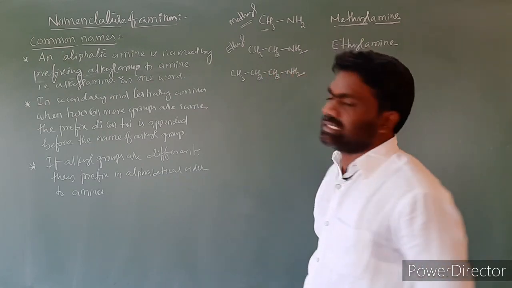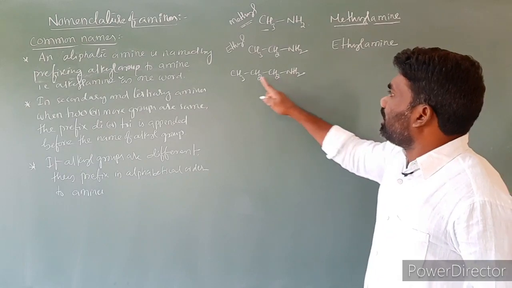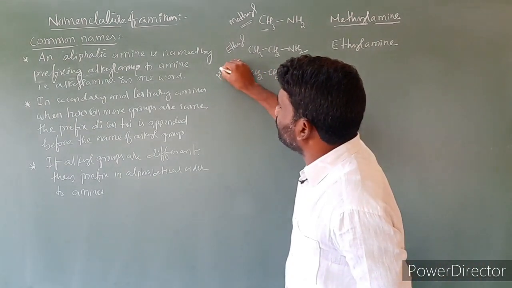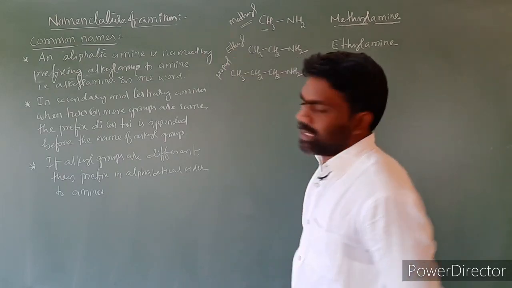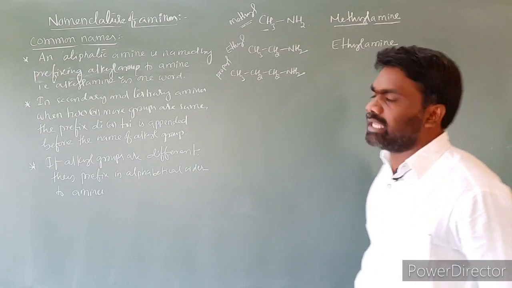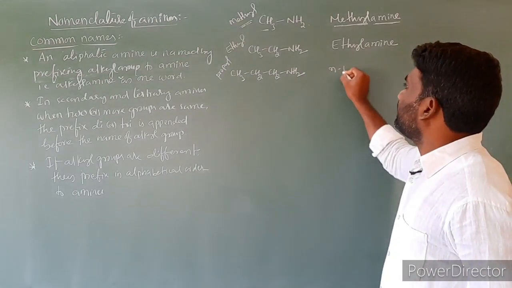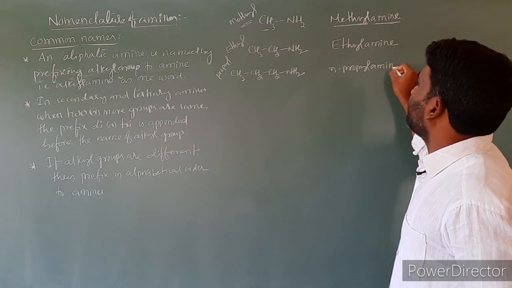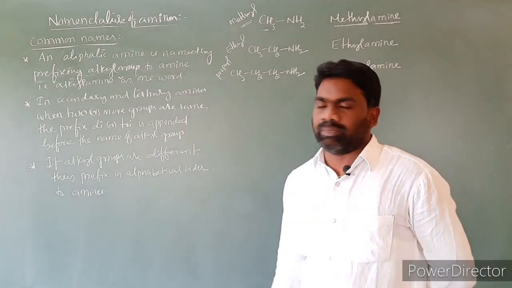Take one more example, CH3CH2CH2NH2. Look at this example. How many carbons are there? 1, 2, 3 carbons. Three carbons we pronounce as propyl, and all carbons are in a straight chain, so we label it as n-propyl. The name of this compound is n-propylamine.